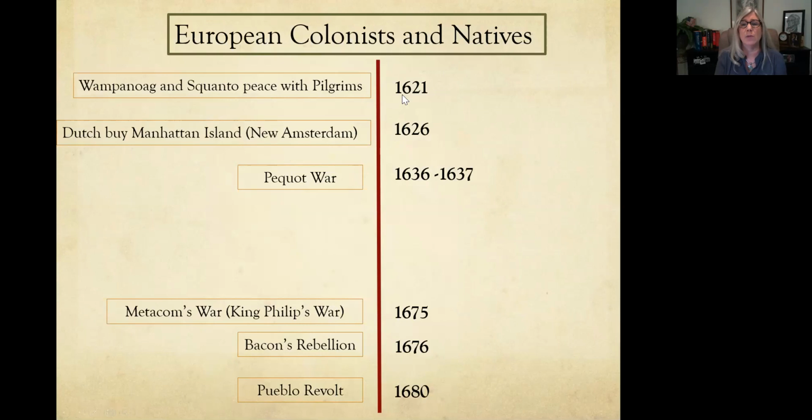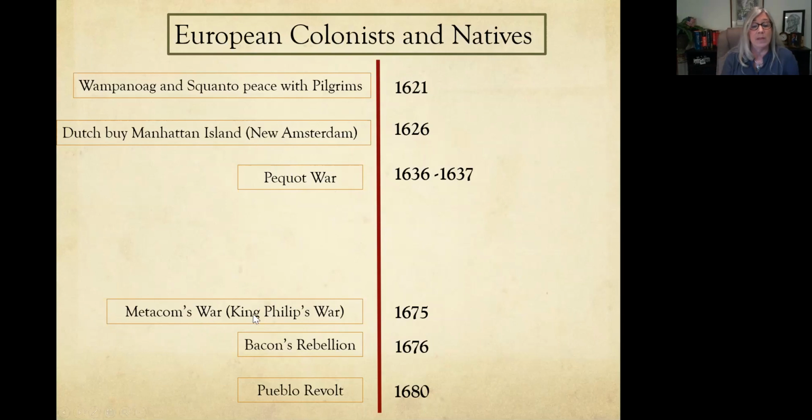So we have this peaceful time in the 1620s with the Wampanoags and Squanto working peacefully together with the Pilgrims. We've got the Dutch that actually purchased Manhattan Island from the Indians in 1626. That's before the English took control. But then things turn violent. We've got the Pequot War that leads to the praying towns and the removal of the Pequot tribe from in and around Mystic.